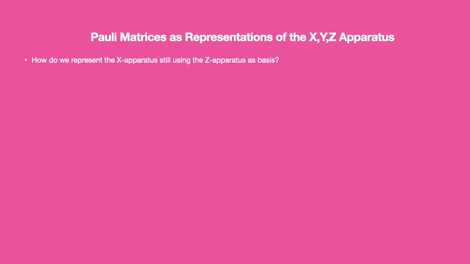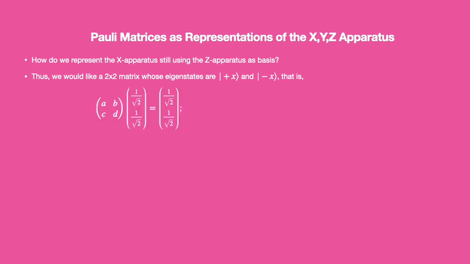Now, how do we represent the X apparatus while retaining our basis as the spin up along the Z direction and spin down along the Z direction? Essentially what this means is that we require another 2 by 2 matrix which has as its eigenstates, or eigenvectors, the plus x quantum state and the minus x quantum state. That is, a quantum state pointing along the positive x direction, which we have already represented using a column vector with entries 1 over root 2 and 1 over root 2. And the other eigenstate is the minus x quantum state, which has entries 1 over root 2 and -1 over root 2.